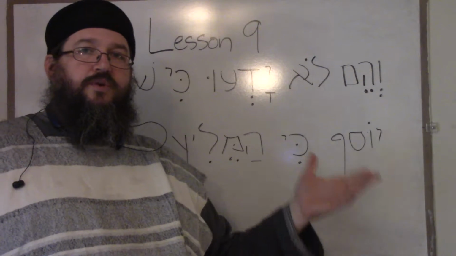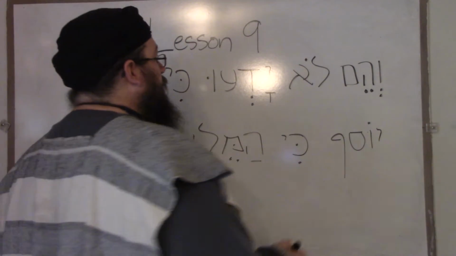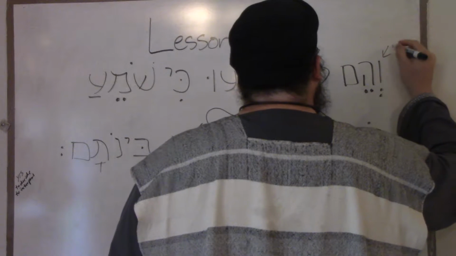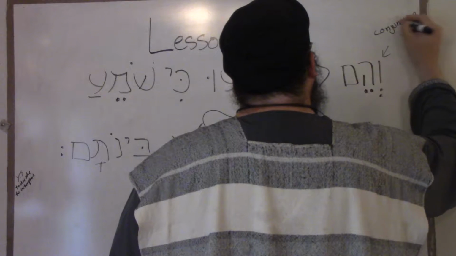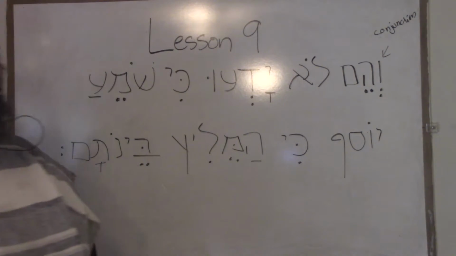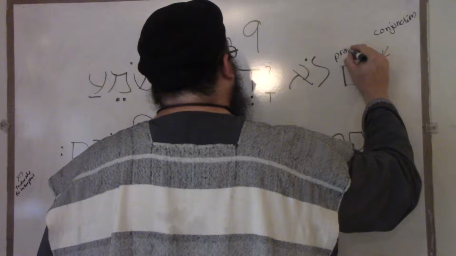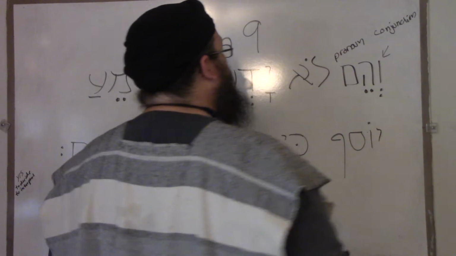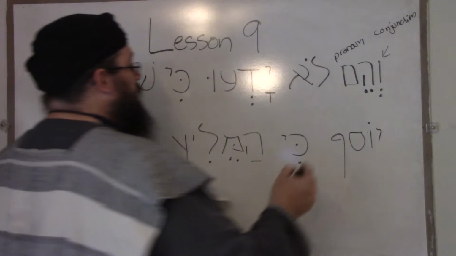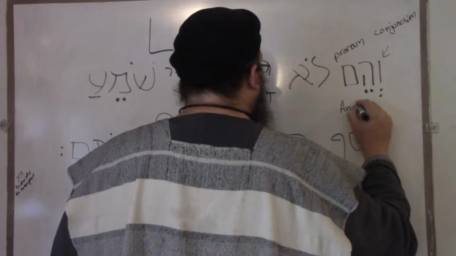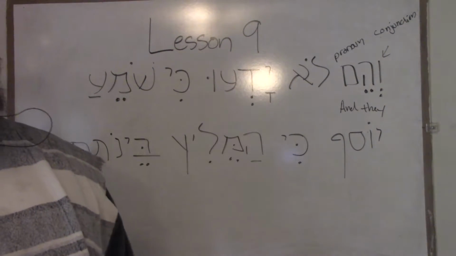So now let's go through and rip apart this actual sentence here. Alright? Va. What is va? Va, remember, is the conjunction. And we know that the va is the word for and, right? The next one we have is our pronoun, hem, which is they. So here we have and they.